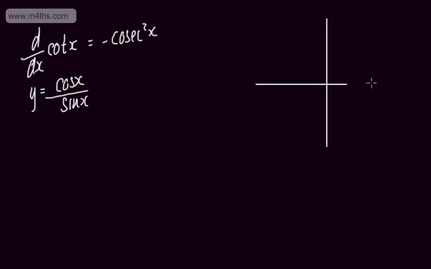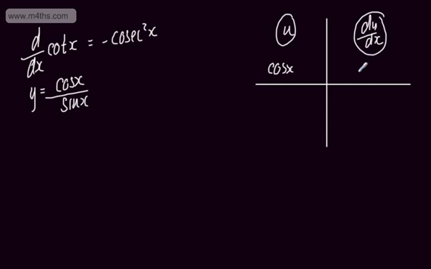Let's put this up now. So we've got the following. We've got now u, that's going to be cos x. We've got now the derivative du dx, and that's going to be minus sine x. We've got v in the denominator, which is going to be sine x, and the derivative dv by dx is going to be cos x.